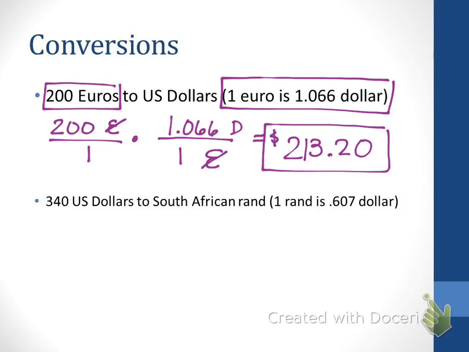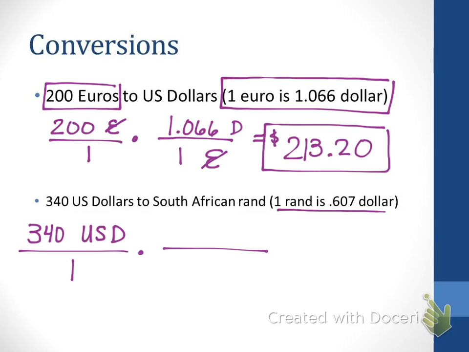Now the next problem. Let's look at the next problem here. We want to do the exact same thing. So what did I start off with? What do I have at the very beginning? 340 US dollars. What does that always go over? 1. Then I'm going to do my second fraction.